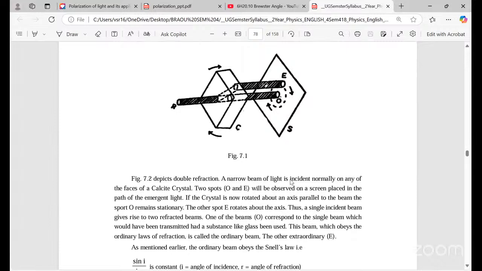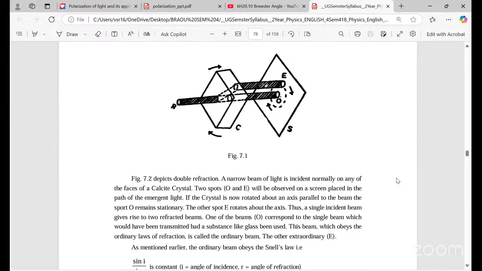A narrow beam of light is incident normally on any face of the calcite crystal. Two spots, O and E: O means ordinary ray, E means extraordinary ray. These two will be observed on a screen placed in the path of the emergent light. If the crystal is rotated about an axis parallel to the beam of light, the ordinary ray remains the same, that means its position does not change. Only the extraordinary ray rotates about the axis.